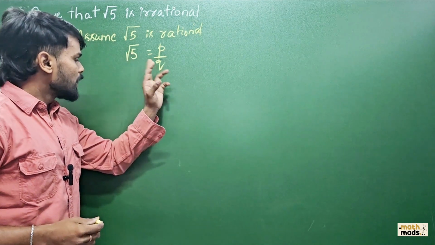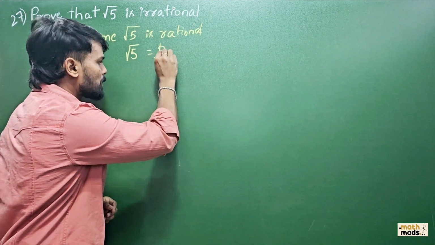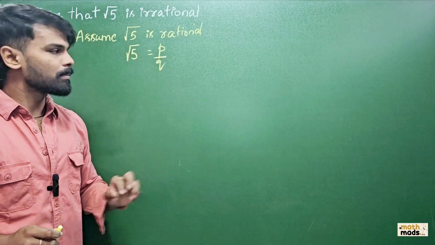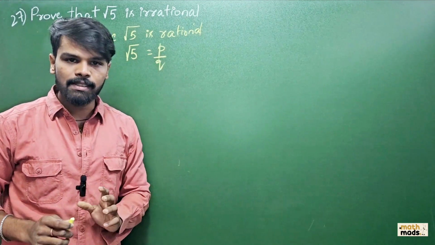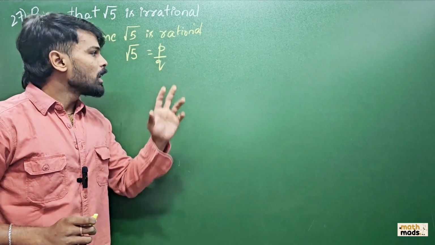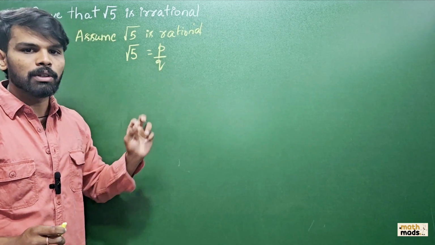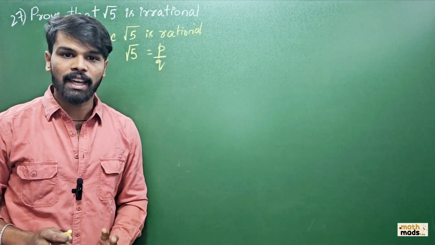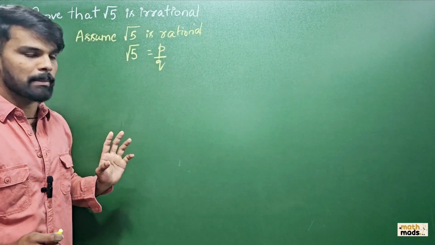Now, it is important to know what is the actual property of P and Q, because on this only the whole question depends. P and Q here are integers and P and Q here are coprimes. Now what is the meaning of coprimes? If you take the HCF of the numbers P and Q, you will always get 1 as the HCF. That is called coprime numbers.